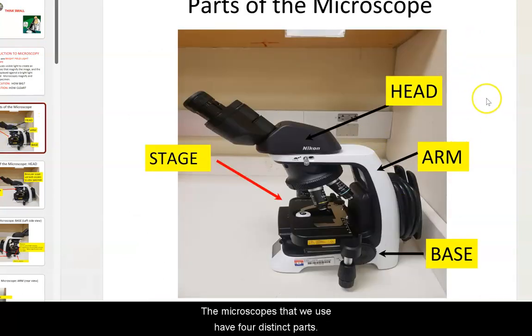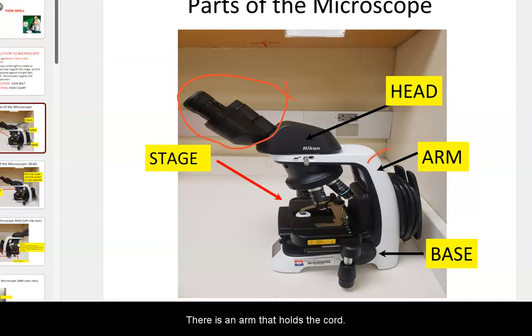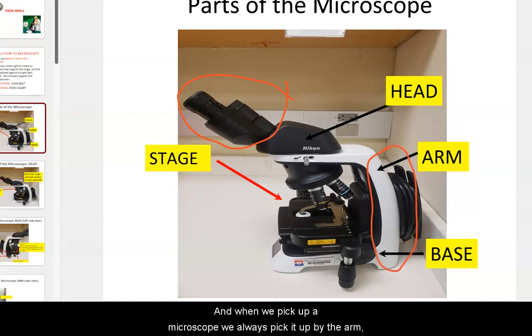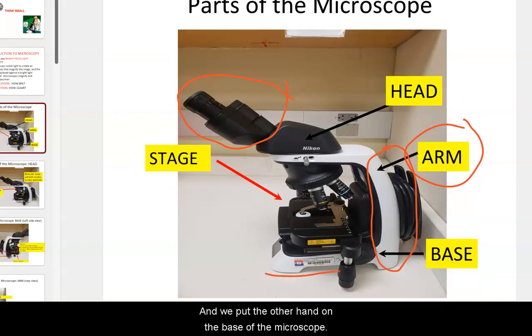The microscopes that we use have 4 distinct parts. At the top, there's the head that holds the oculars. There is an arm that holds the cord. When we pick up a microscope, we always pick it up by the arm and we put the other hand on the base of the microscope.